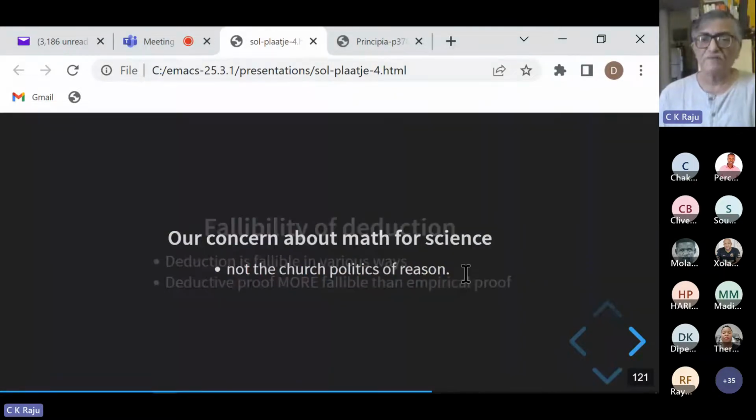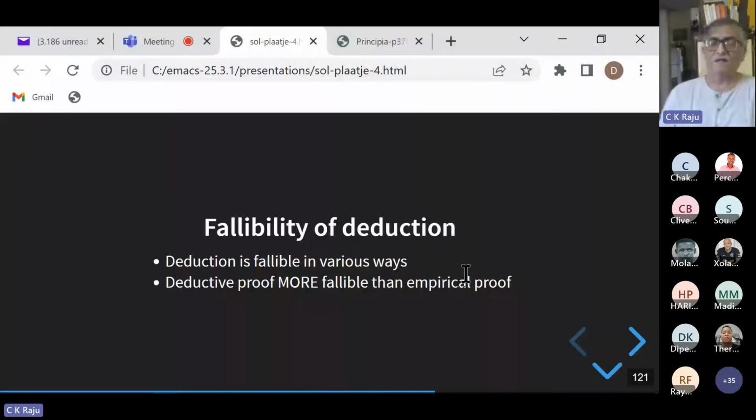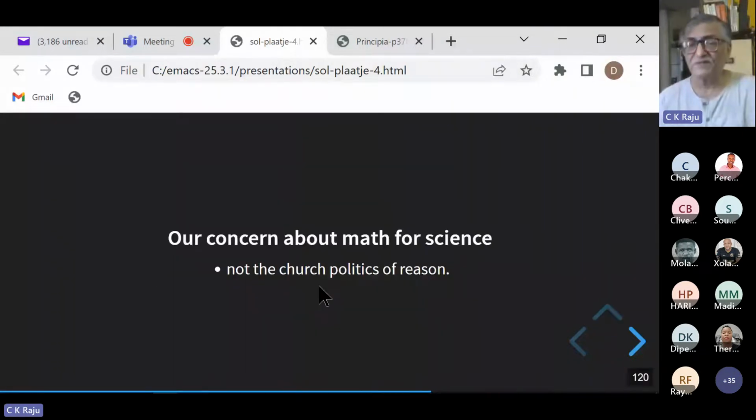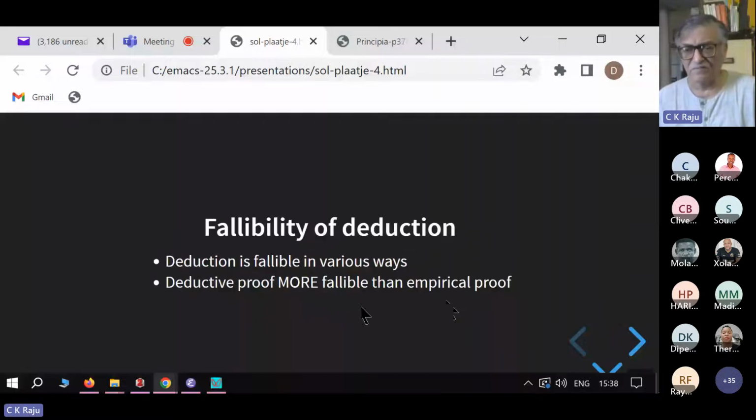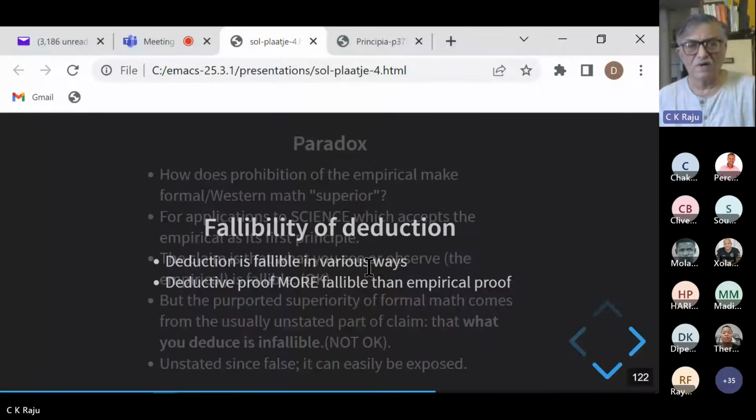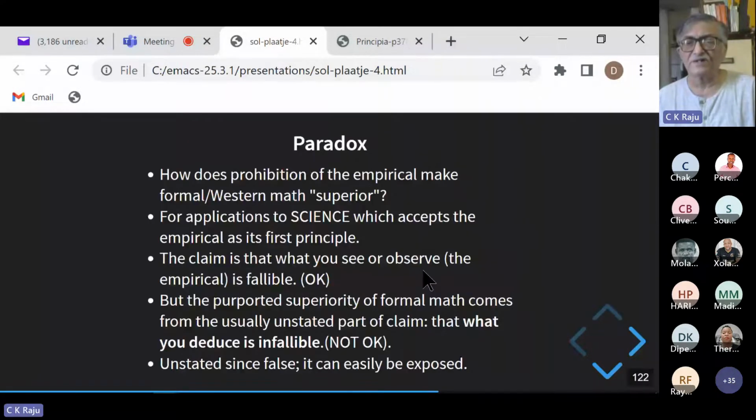So the paradox is, if you prohibit the empirical, how does math work for science, which accepts the empirical as a starting point? So deduction is valuable. I gave a talk in Durban on that. I think I'm going to skip through this very rapidly. So the point that is made is that deduction is infallible. Why is it superior? Because empirical proof is fallible. True, everybody accepts it. You have experimental error in science, but reasoning is infallible.